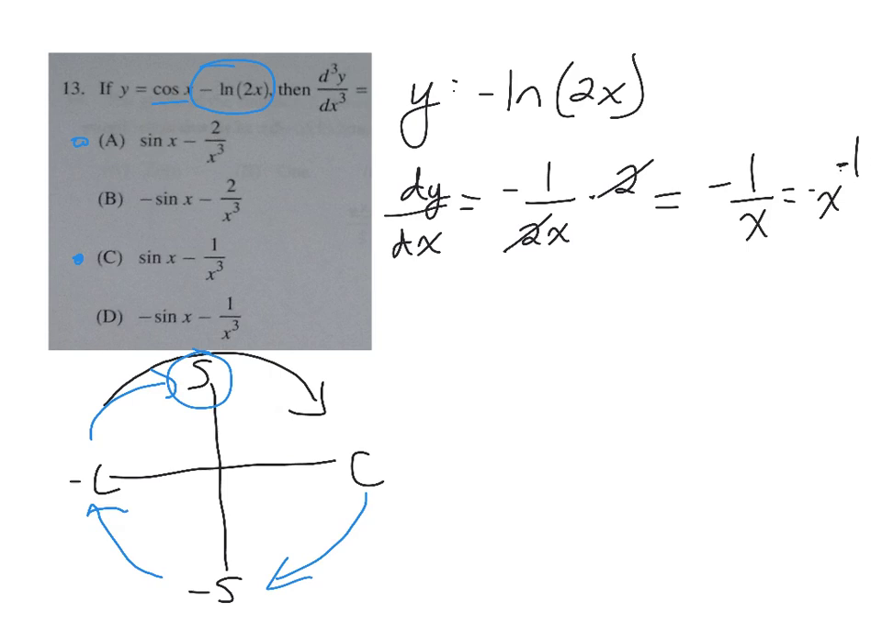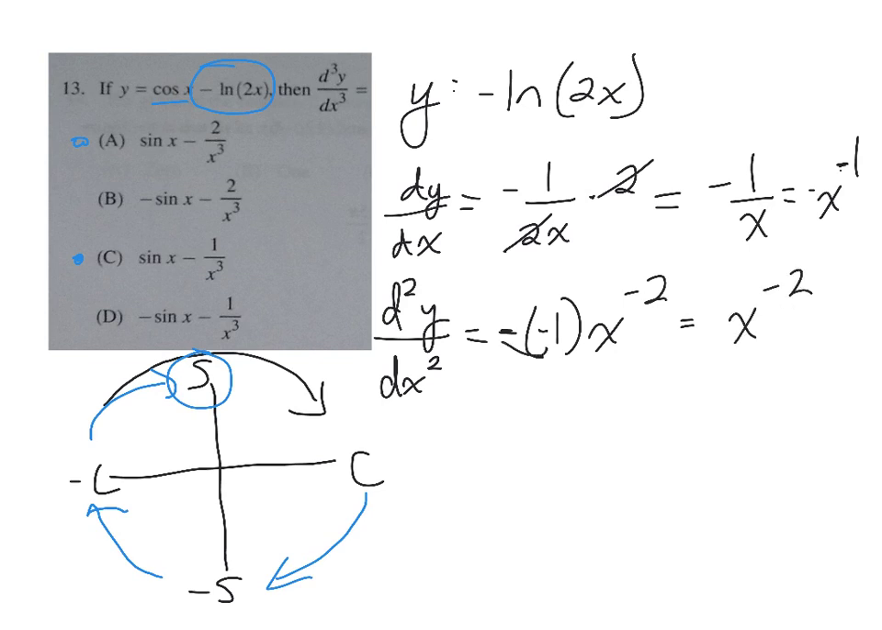Okay, now we need to take the second derivative. So we have d squared y over dx squared, the second derivative. I'm going to move the negative 1 down in front and subtract 1, so that becomes negative 2. So at this point, I get x to the negative 2.